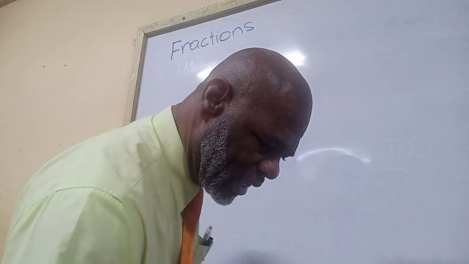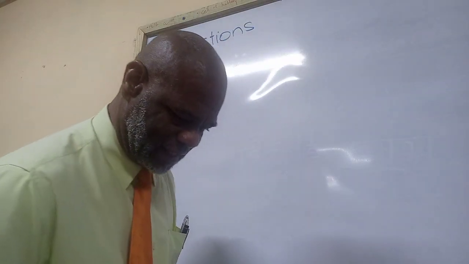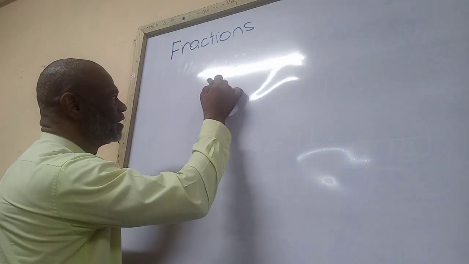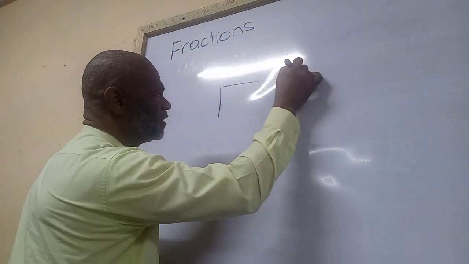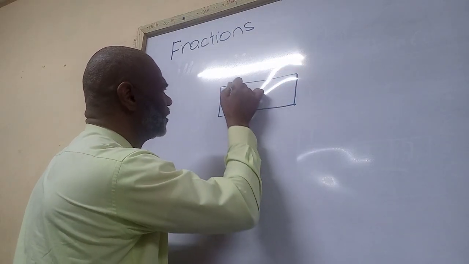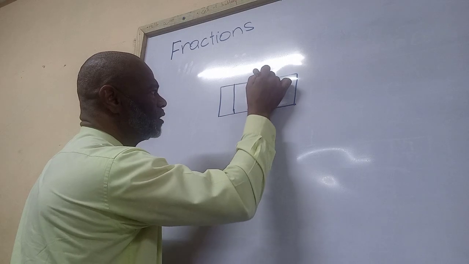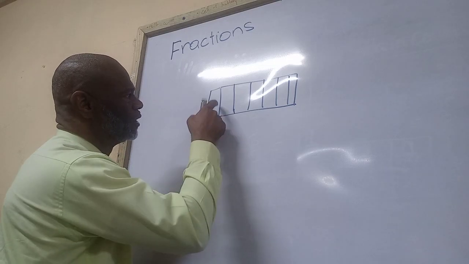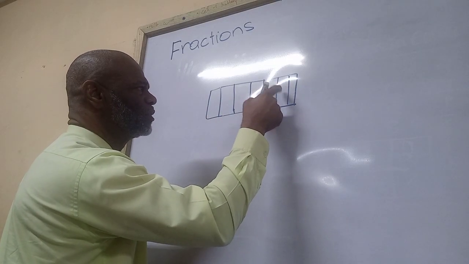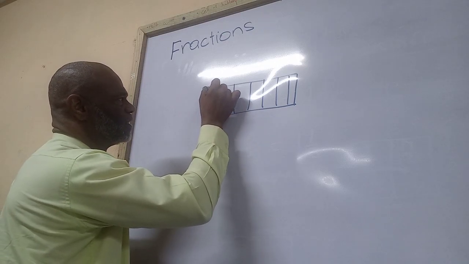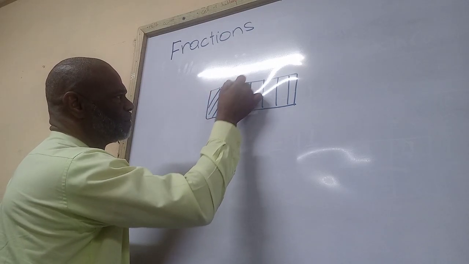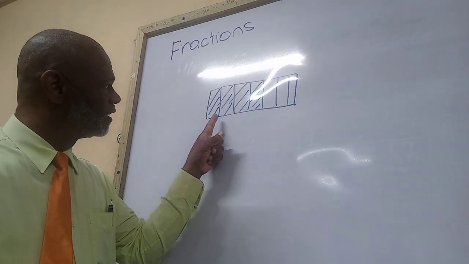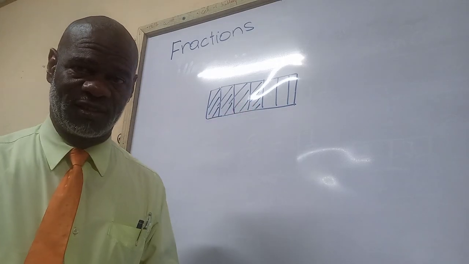Now, let's see what we're going to be moving on to. Okay, now let me just count: 1, 2, 3, 4, 5, 6. 1, 2, 3, 4, 5, 6, 7. Right? So this bread is divided into 7 parts.